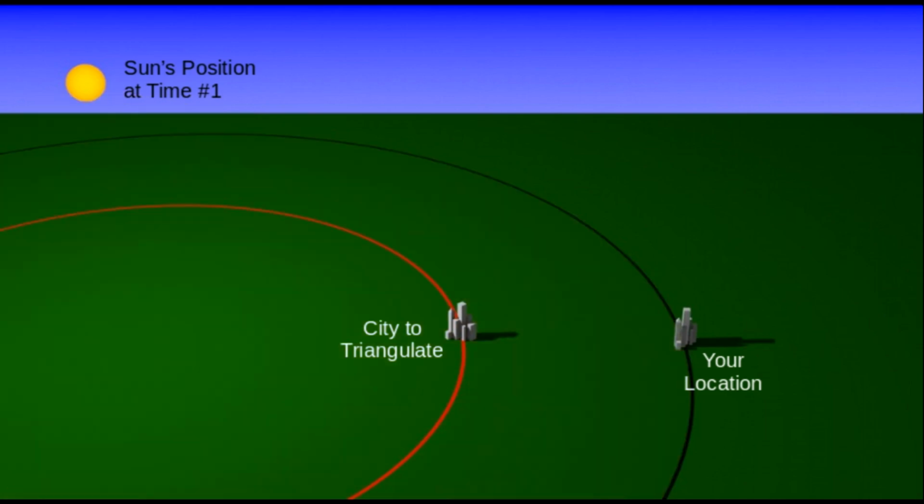Now we don't need to look at these cones. These circles give us all the information we need. Each circle represents a sun elevation angle in the real world.